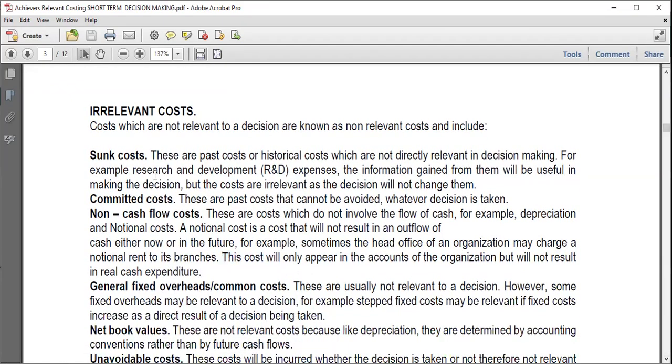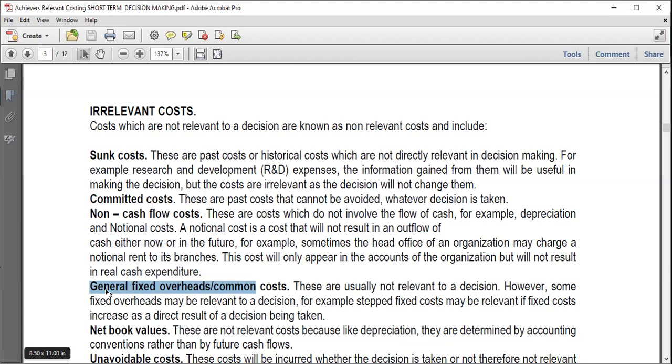So sunk cost, committed cost, non-cash flow, all these are irrelevant. When you see them in a given scenario, consider them irrelevant. And then we have, of course, the general fixed overheads. We already spoke about fixed costs, that these costs don't change with a change in decision. So you regard them as irrelevant costs, because they will not change.